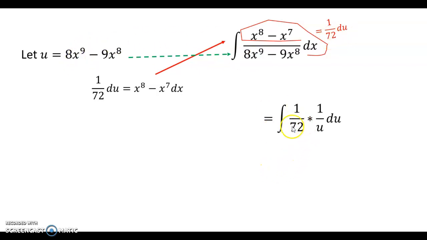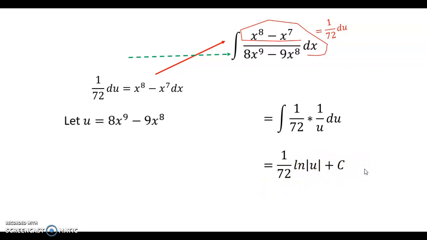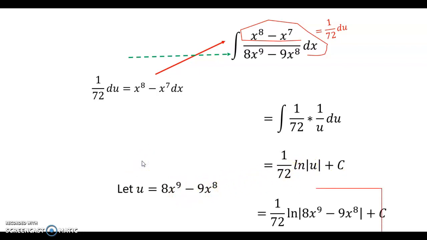Then we get 1 over 72 times 1 over u du, which is 1 over 72 times the natural log of absolute value of u plus c. And then we substitute with the u, and get 1 over 72 natural log of 8x to the 9th power minus 9x to the 8th power plus c. That c is not showing up inside the box, but that's it. We're done. Thank you.